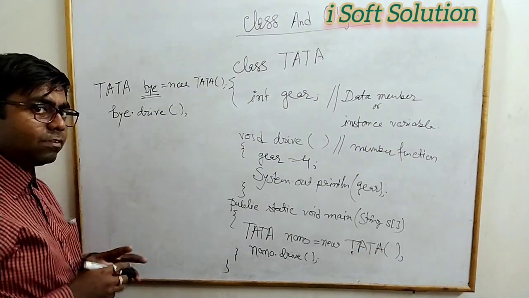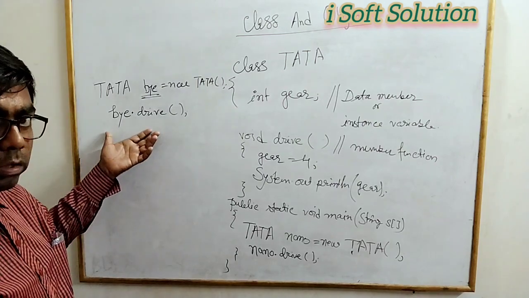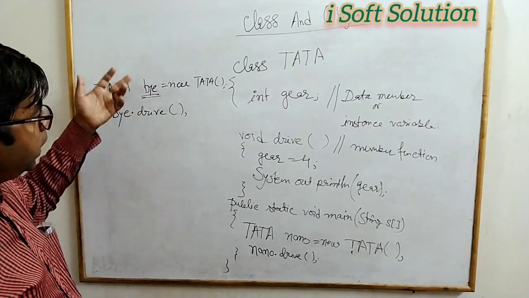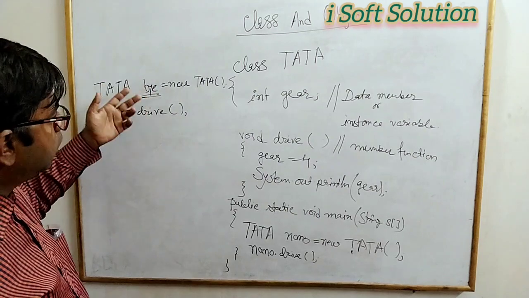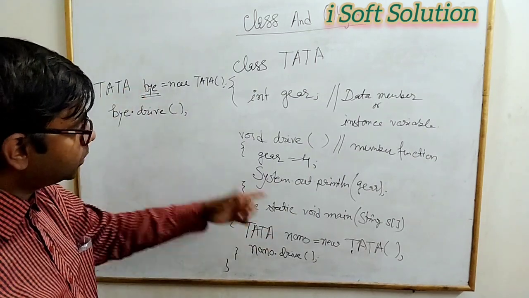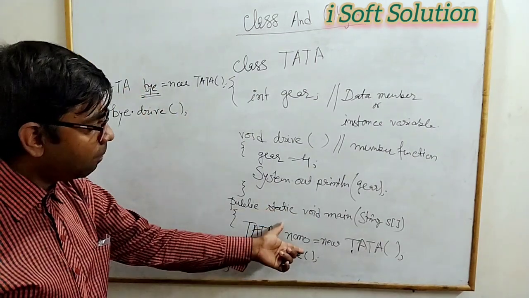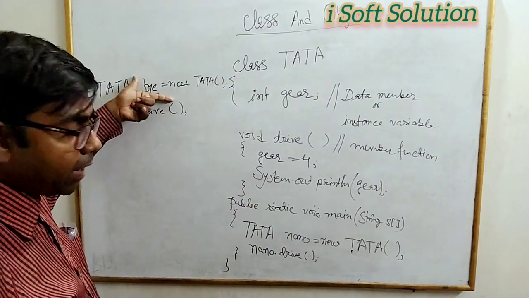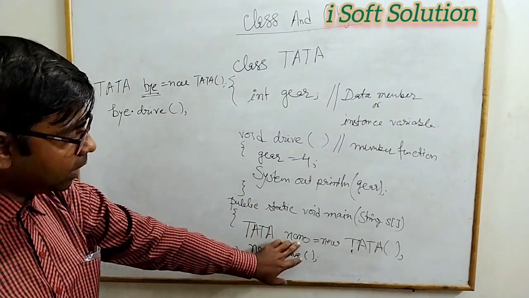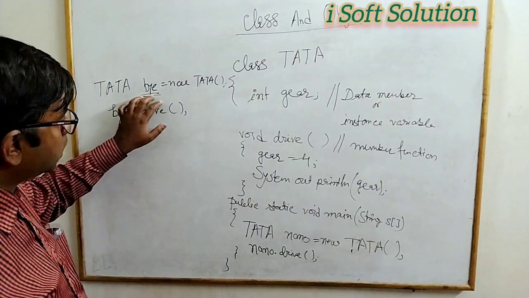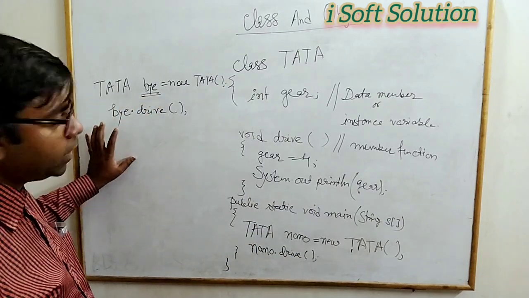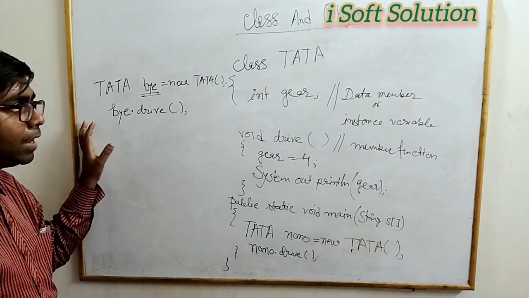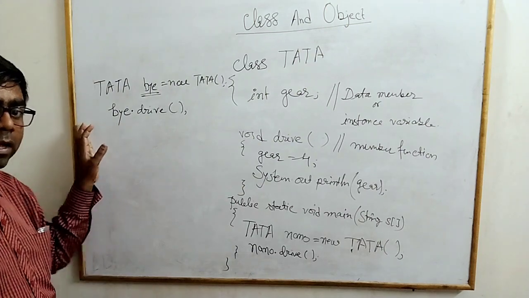You can create as many objects as you want within the program with a different name or different identifier. So these all the objects are uniquely identifiable by their identifier. Like over here the nano is one object, the by is another object. You can write any other object with a different name. So you can create as many objects as you want.